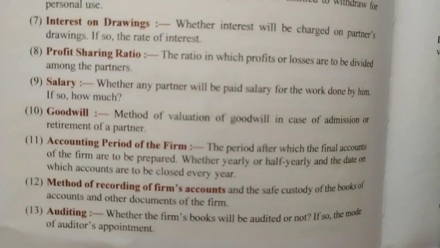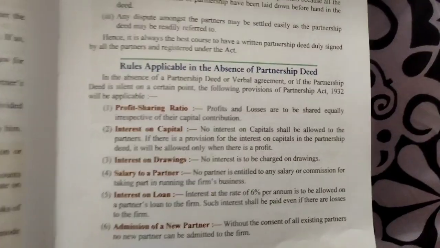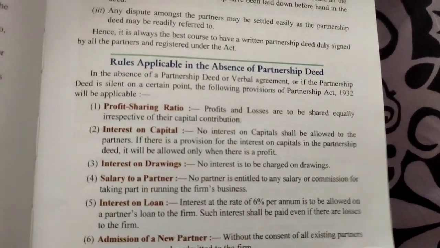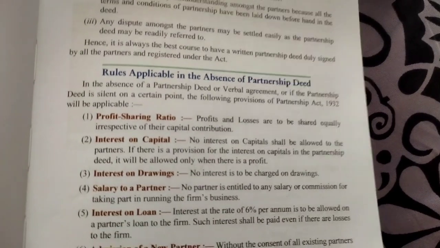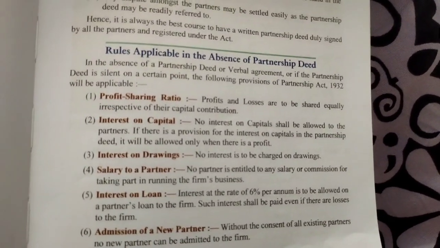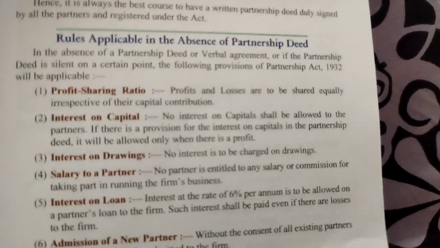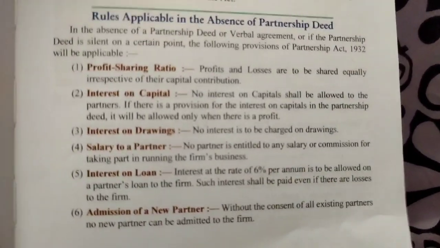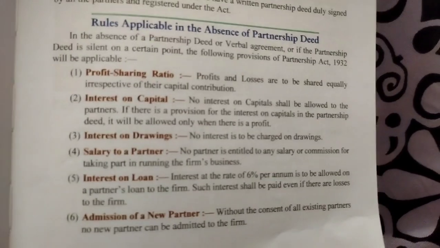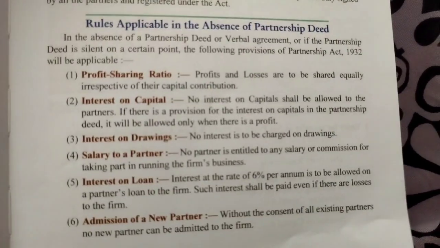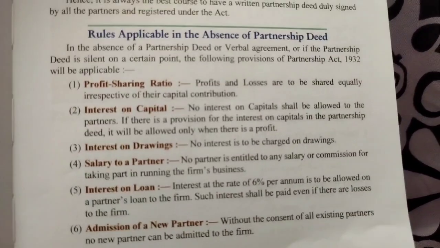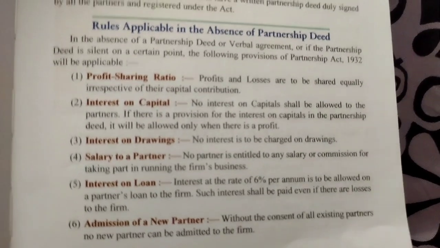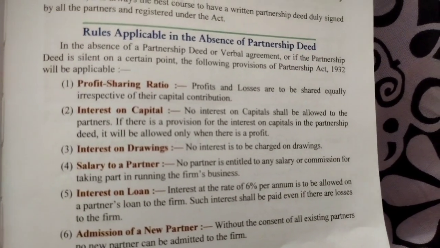a partner. Accounting period of the firm. If the partnership deed is not there, in the absence of a partnership deed, the Partnership Act 1932 will be applicable. First, profit sharing ratio. Profit and losses are to be shared equally irrespective of their capital contribution. Profit and losses are to be shared equally, and in the partnership deed it is already agreed by all the partners that in this ratio they will be sharing profit and losses.